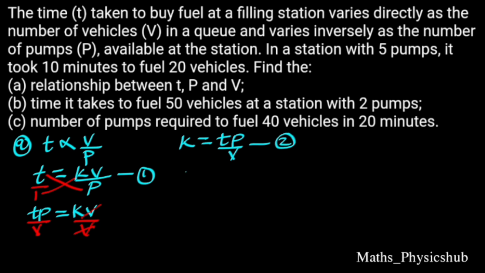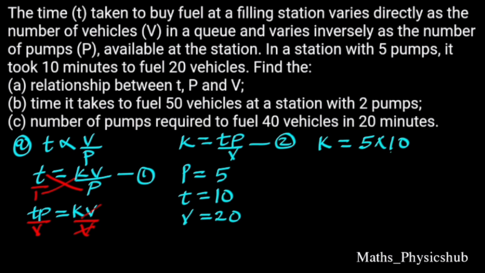From the question it is given that, the number of pumps p equals 5, the time t taken equals 10 minutes, and the number of vehicles v equals 20. Next we find the value of k by substituting the values of p, t, and v in equation 2. So that k equals 5 times 10 all over 20. Canceling out zeros will leave us with k equals 5 over 2.